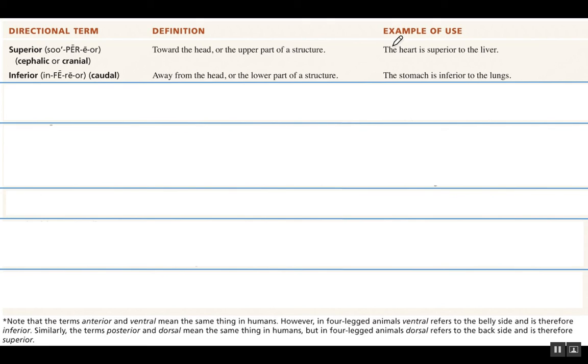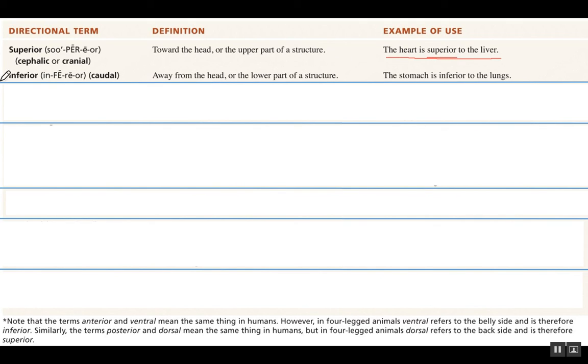So looking at the example, your book gives the heart is superior to the liver. I think we know where our heart is. So if you locate your heart, our liver is in our abdomen, which is below the heart. So if the heart is above the liver, we can say the heart is superior to the liver.